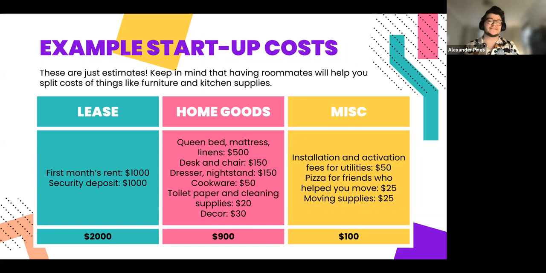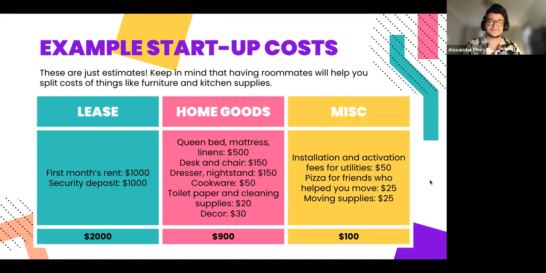And then there are the miscellaneous costs. So your activation fees, your moving supplies, they can get surprisingly expensive. If you have friends who are helping you move, you should probably buy them pizza and get them dinner as a thank you for helping you move, those sorts of things. So for this person, their example startup costs might be $3,000. For some people, it'll be more. For some people, it'll be less. This is meant to help you think about where you should be allocating your funds as you're planning to move off campus.